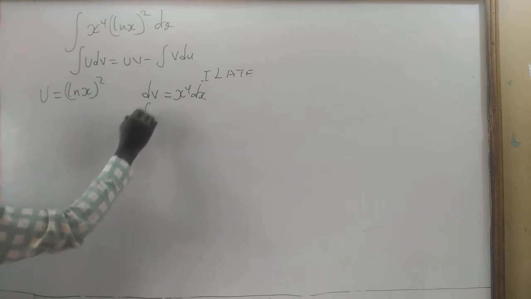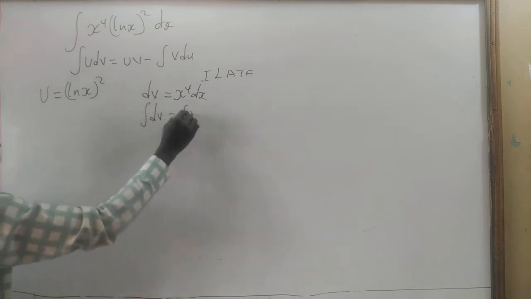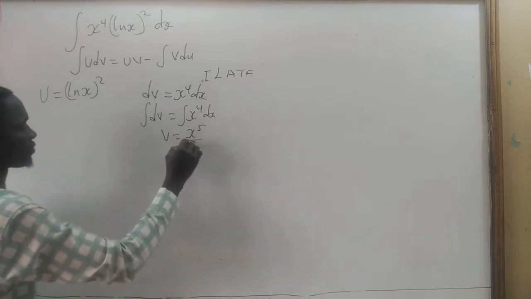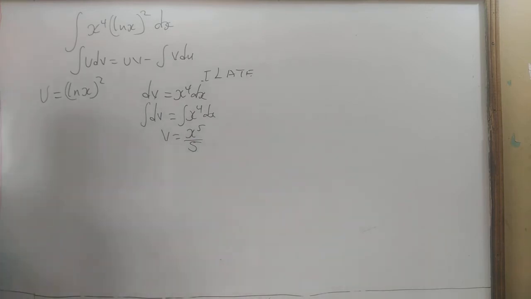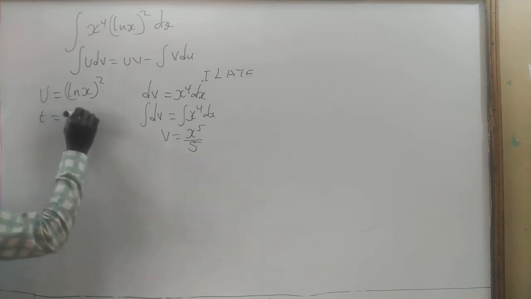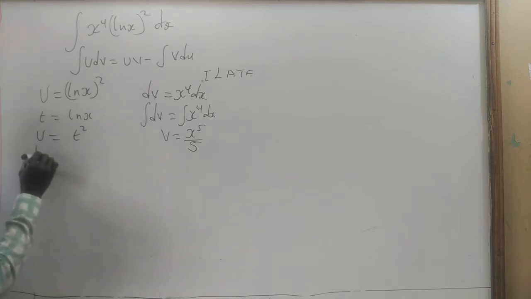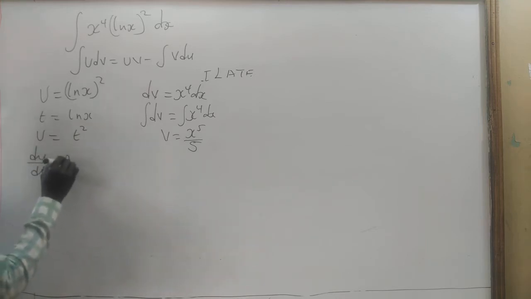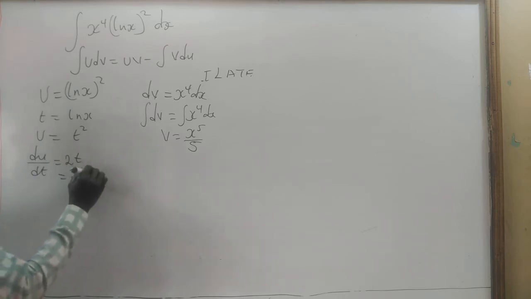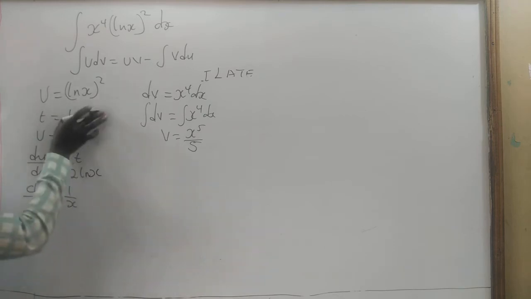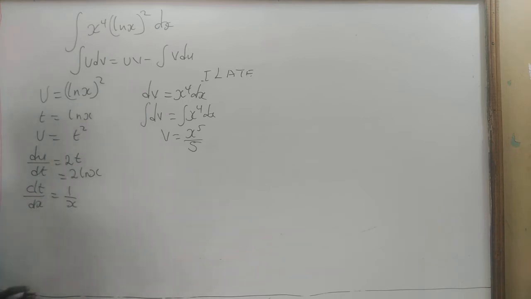So let's do this. If we integrate x to the power 4 dx, then we get v equal to x to the power 5 on 5. We have not finished, so there's no need to bring in the integration constant. And here, if we let t be equal to natural log of x, then u is equal to t squared. The derivative of u with respect to t is equal to 2t, which is equal to 2 times natural log of x. And the derivative of t with respect to x is equal to 1 divided by x. If we differentiate natural log of x, we get 1 divided by x.